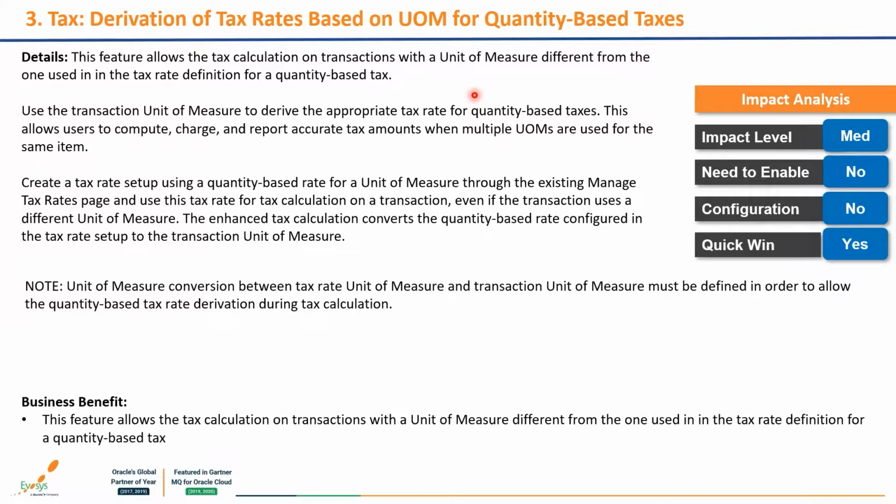But with this update, Oracle now allows us to use a different unit of measurement on the transaction line. Even though it is different from what we have mentioned on the tax rate page, the system will allow it. The only catch here is that we need to provide a conversion rule between the unit of measure that we have mentioned on the transaction page and the one that we have configured on the manage tax rate page. Whenever we use a unit of measure different from what we configured on the manage tax rate page, the system will automatically convert it and calculate taxes accordingly. So that was the update for quantity based taxes.